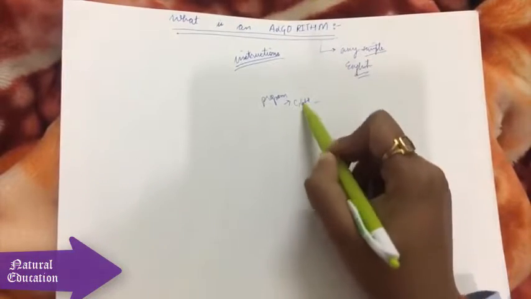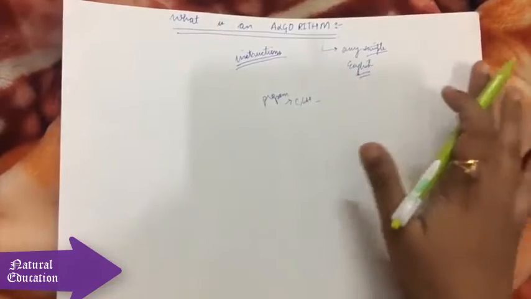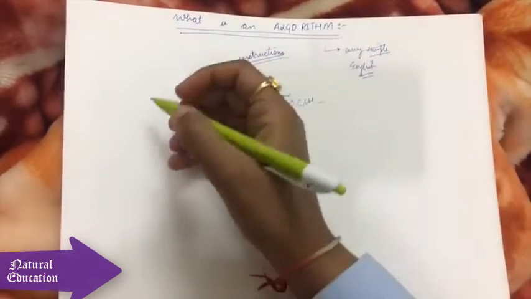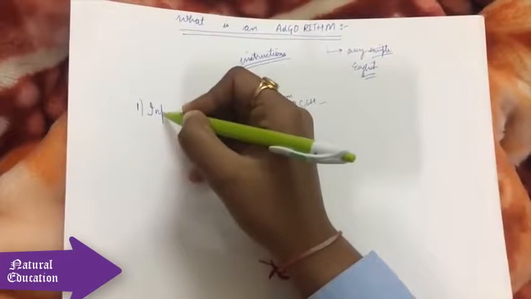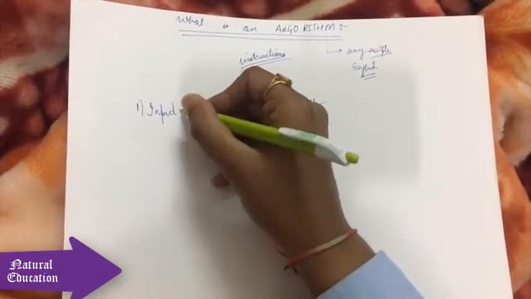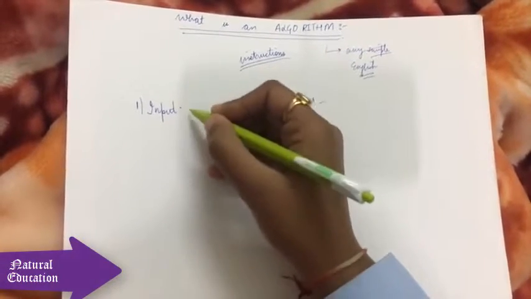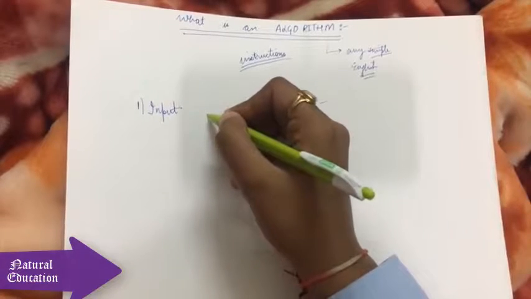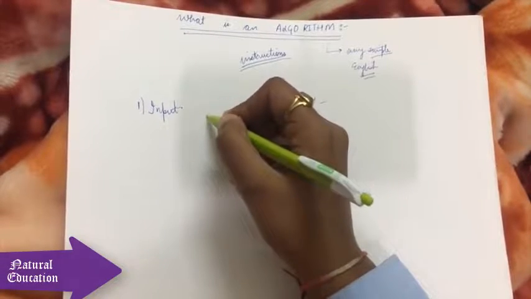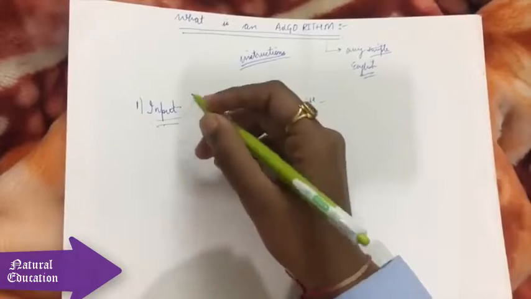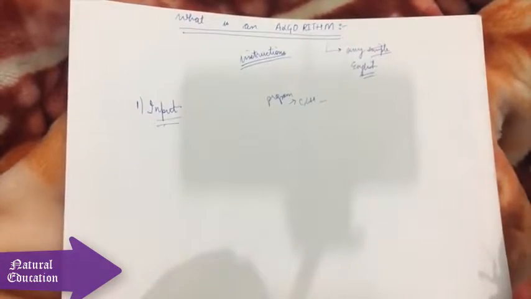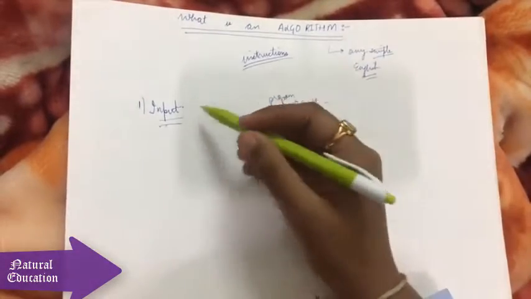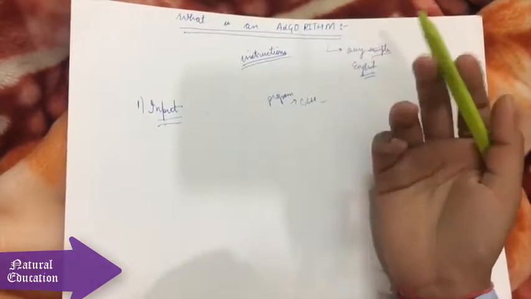There are certain criteria that an algorithm has to follow. First of all, this is the input. There must be 0 or more quantities that are externally supplied. When will it be 0? Suppose I have to print hello world. In that case, no input is given to our algorithm. And suppose I want to find the sum of two numbers, I'll give two inputs.